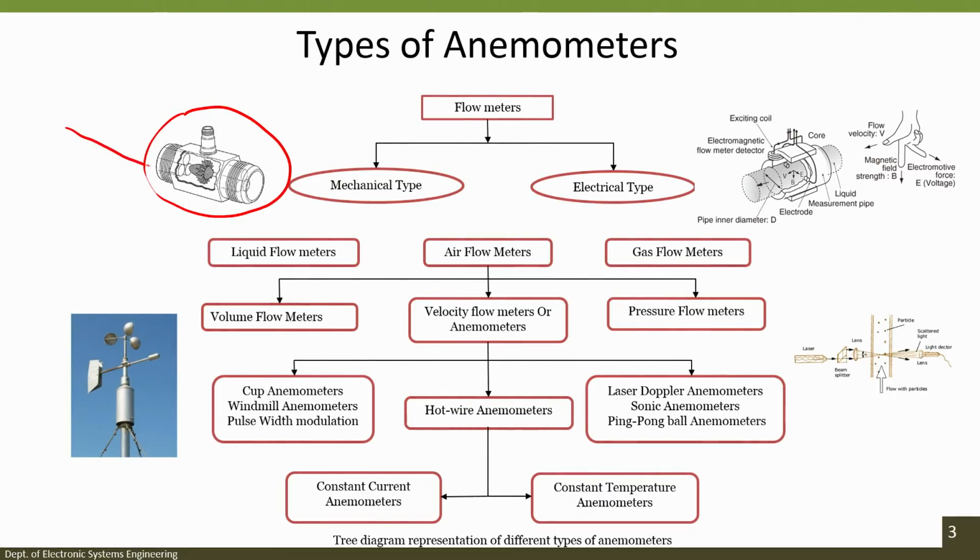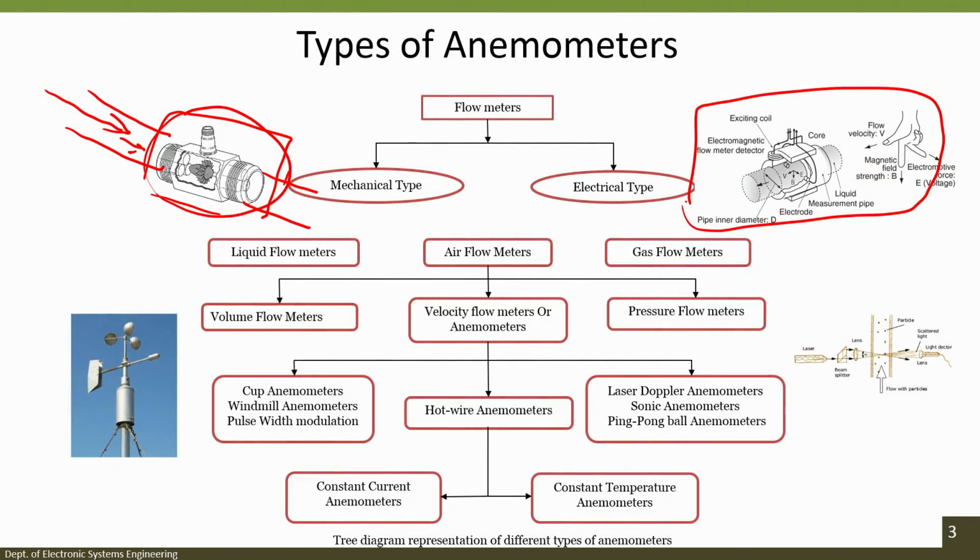Say this measuring instrument comes in between your two channels where the fluid flows in this direction. How do you understand the rate at which the fluid flows through this pipe? You have a fixture like this, a mechanical type anemometer, which is designed to understand the rate at which the fluid flows through the device. And another type is the electrical type anemometer. The example I've quoted here is an electromagnetic type anemometer.